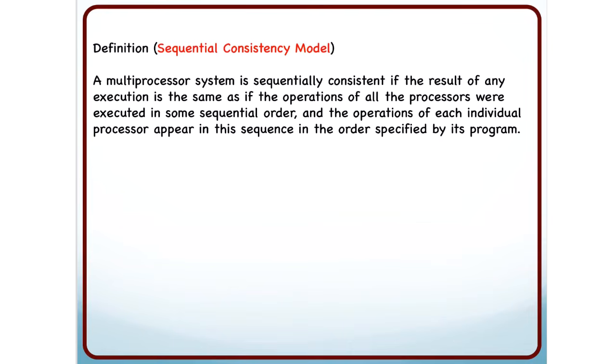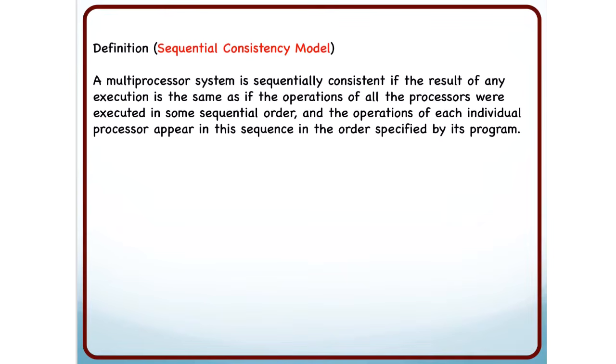So this is one of the most basic consistency models. It's called the sequential consistency model. And it's very, very stringent. So what does it say? It says that a multiprocessor system is sequentially consistent if the result of any execution is the same as if the operations of all the processors were executed in some sequential order and the operations of each individual processor appear in this sequence in the order specified by its program.